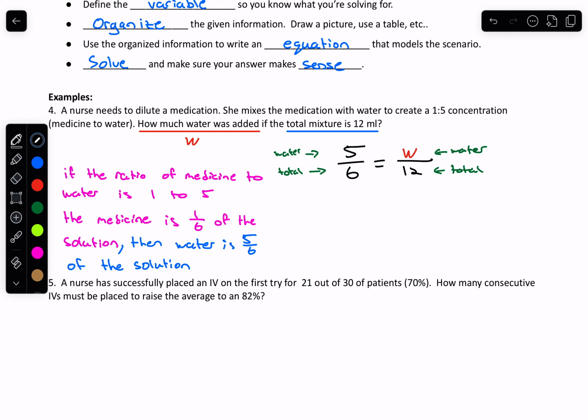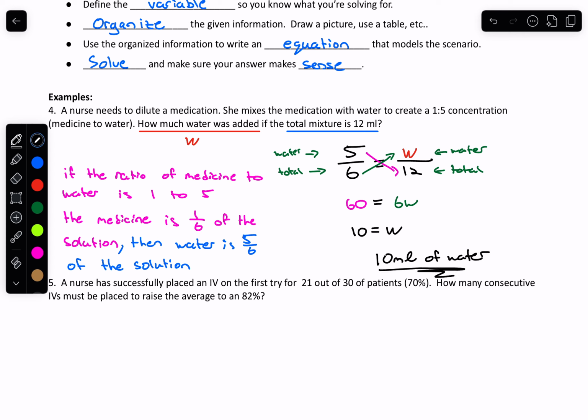Now we can go ahead and actually solve. If 5/6 is equal to W over 12, we're going to multiply across. 5 times 12 is 60. And across the other way, 6 times W is 6W. So we get 60 equals 6W, divide by 6, and we get that W is equal to 10. So that means that the mixture is 10 milliliters of water.